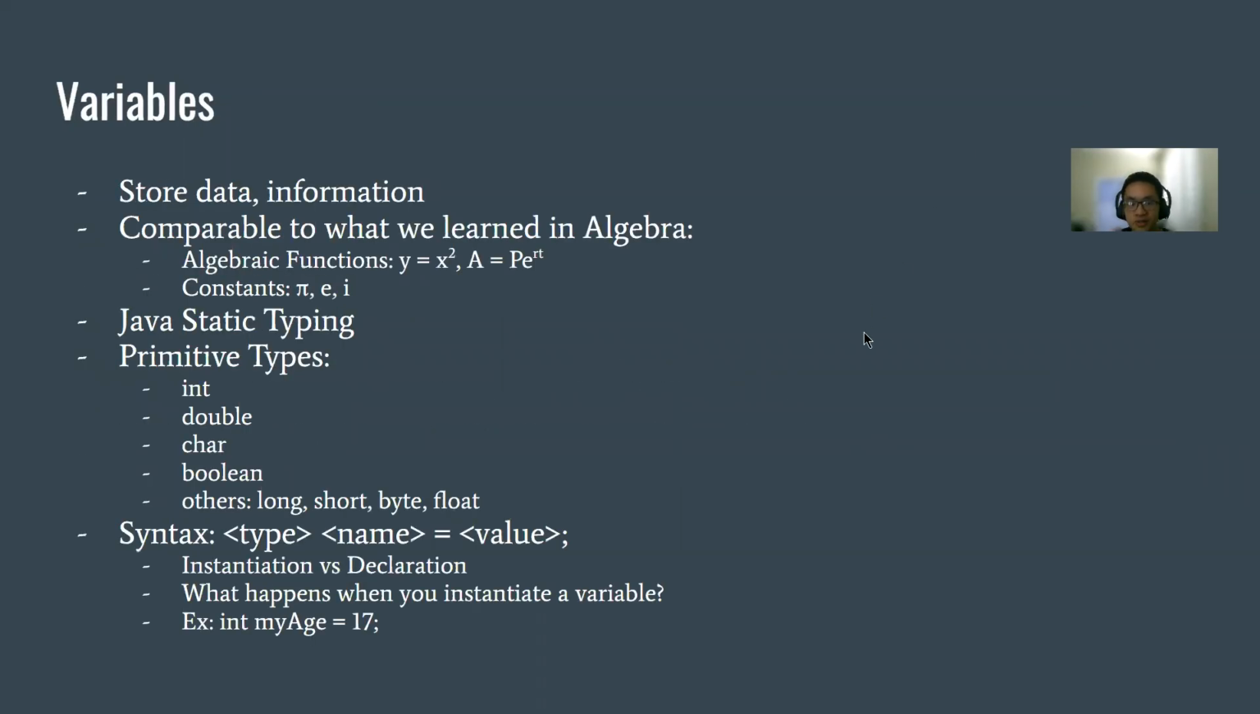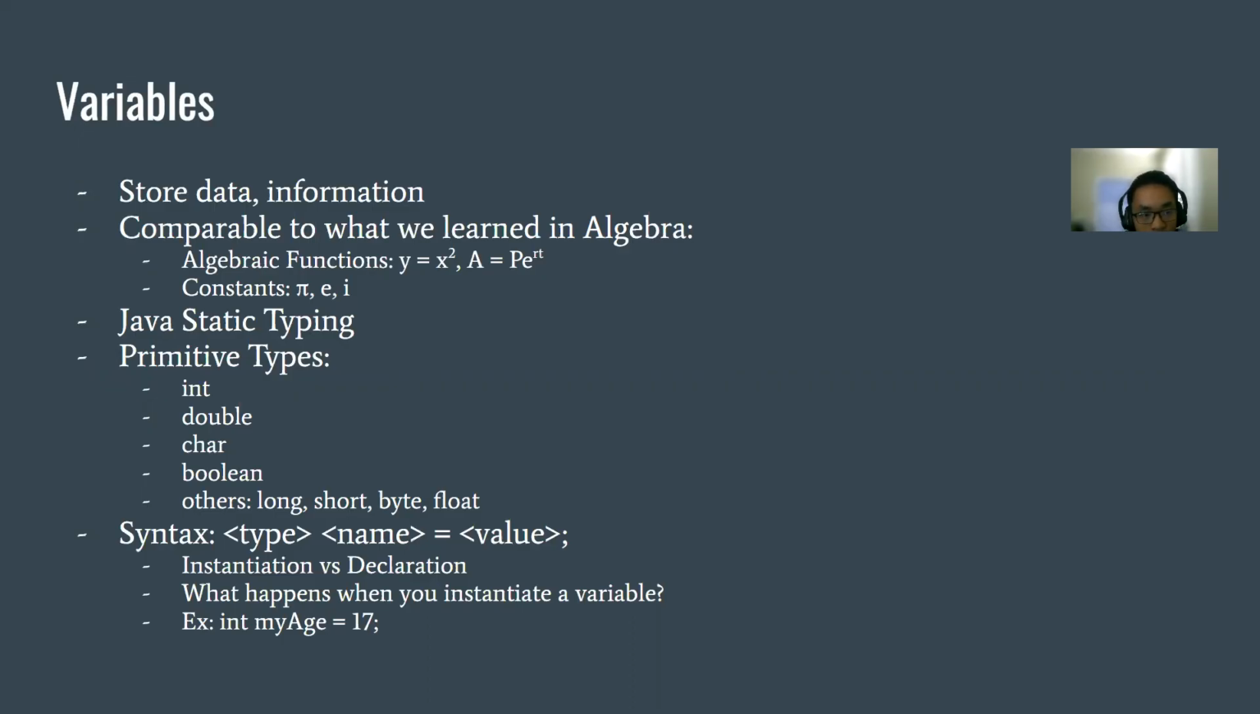And so the first part: variables. So what are variables? Variables store data or information. You can imagine they're quite similar to what you learned in algebra, if you've ever taken an algebra class. So you can think of something like y equals x squared. You can imagine x as a variable. You put something into x, you square it, and you get your y output variable.